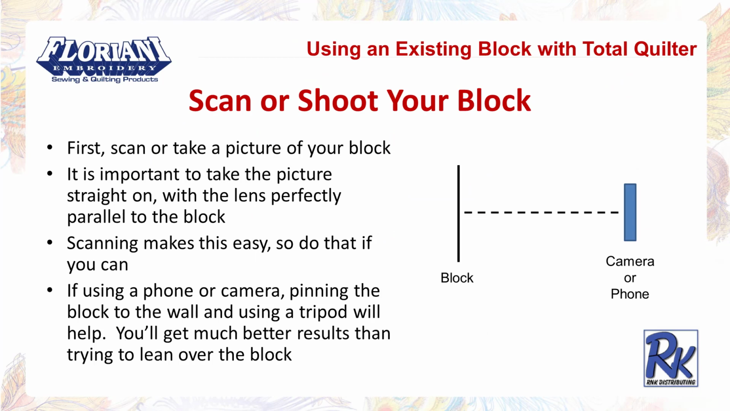Now the first thing you want to do is to take a picture or scan your block into the computer. It's important to take the picture straight on with the lens perfectly parallel to the block, as you can see in the diagram to the right there. If you can't do that with your camera or phone, then scanning, if you have a scanner, makes this really easy, so you should do that if you can. But again, if you're using a phone or camera, it's important to get it straight on. So pinning the block to the wall and using a tripod to hold the camera or the phone will help a lot. You'll get much better results doing that than trying to lean over the block and take the picture.